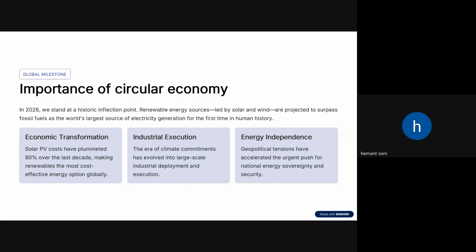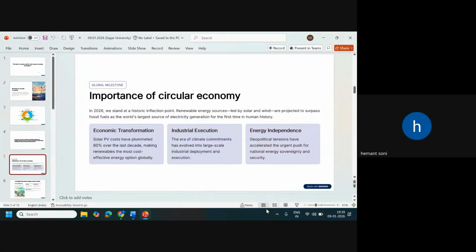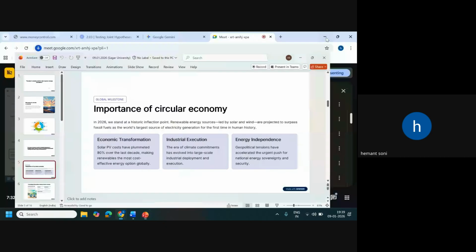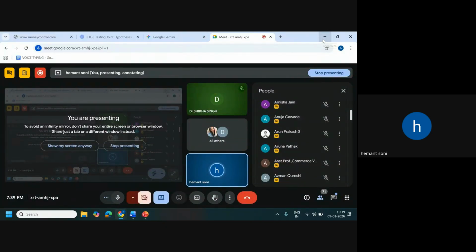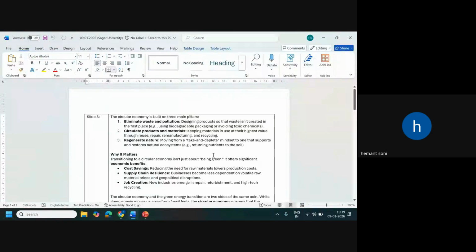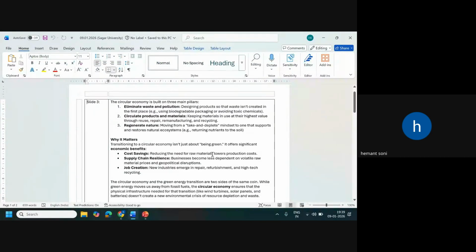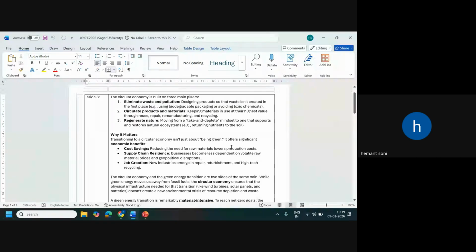I'll just connect this with this slide that I had prepared. Again, I don't know whether you can see this PowerPoint presentation. Not PowerPoint, this Word file. Can you see this?